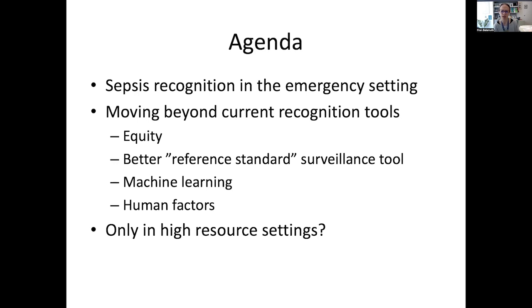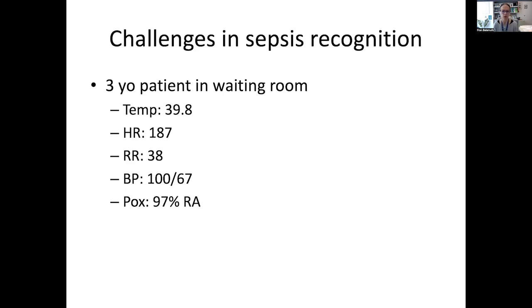So if we're going to move these recognition tools into the next decade, what are some things that we should think about? And those include things like, can we use these tools to improve equity in sepsis care? Can we have a better reference standard so that we know exactly what we're screening for? Can we use machine learning to augment some of the tools that exist now? And how do we incorporate human factors into thinking about building the smartest types of tools? And then finally, thinking about whether some of these tools can be utilized outside of these high resource, high tech type settings. So we'll start with a case.